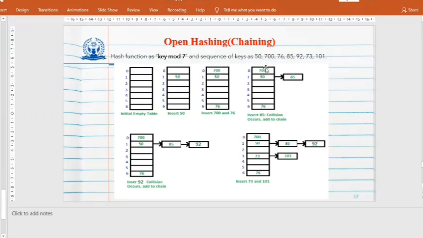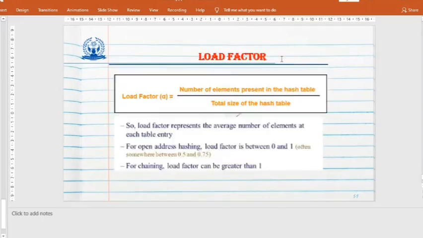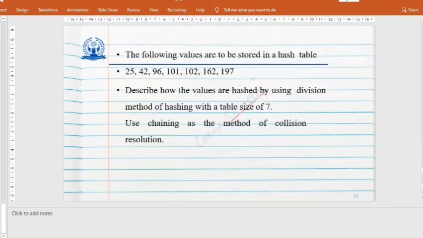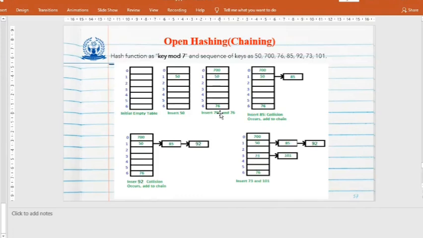Then 700. 700 mod 7, answer 0. So we will store 700 at the 0th location. 76. 76 mod 7 is 6. So we will store it at the 6th location. Then comes 85. 85 mod 7, answer 1.